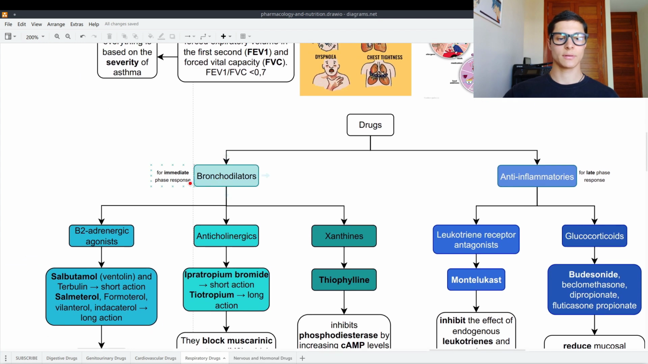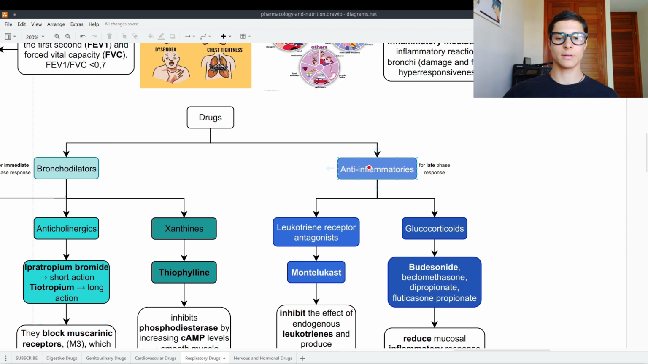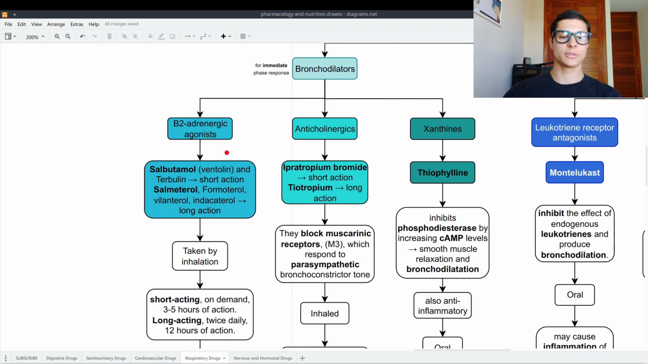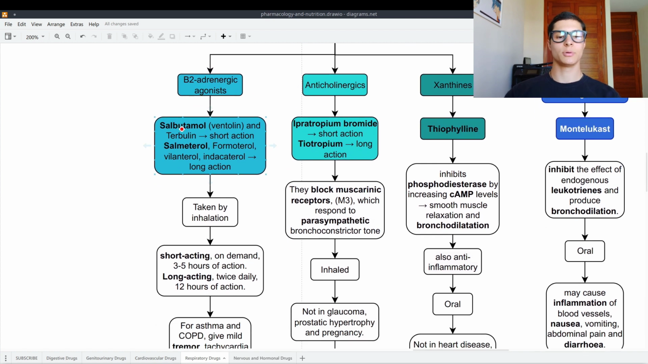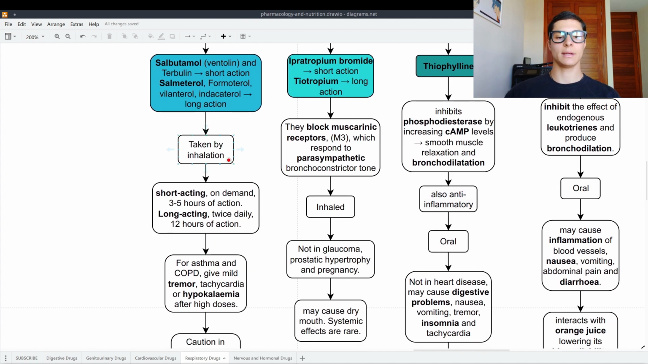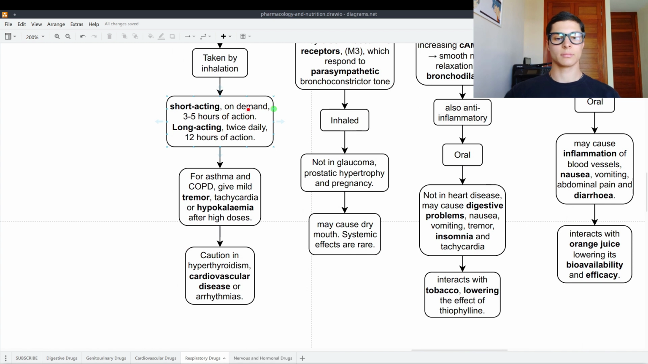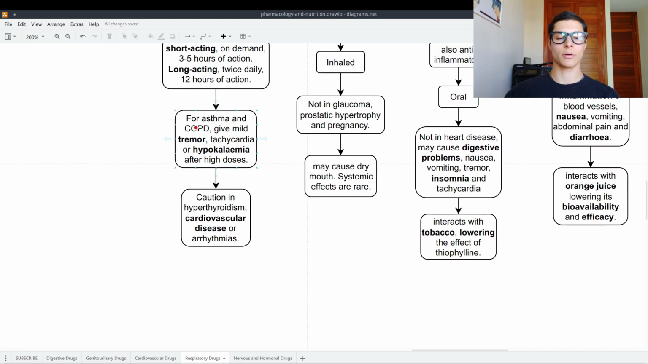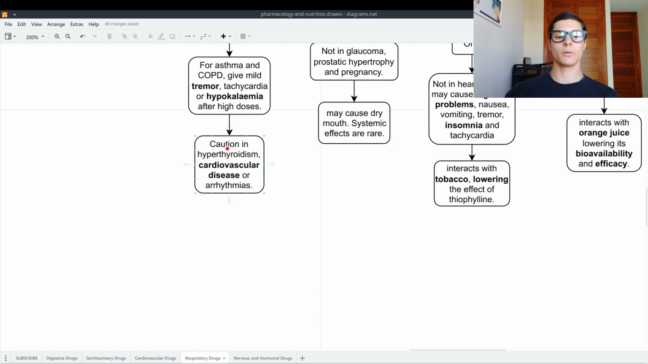We have the bronchodilators for the immediate phase response and the anti-inflammatories for the late phase response. Bronchodilators first. We have the beta-2 adrenergic agonists. Here we have salbutamol for the short action and salmeterol for the long action. They are taken by inhalation. The short acting on demand, 3 hours of action, and the long acting twice daily because they have 12 hours of action, for asthma and chronic obstructive pulmonary disease, and they can give mild tremor, tachycardia or hypokalemia after high doses. Be careful in hyperthyroidism, cardiovascular disease or arrhythmias.